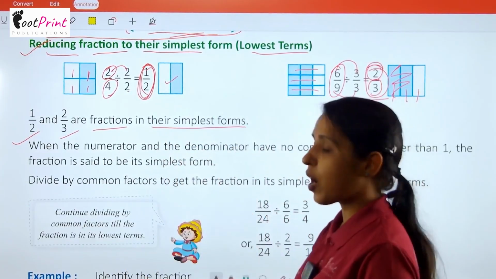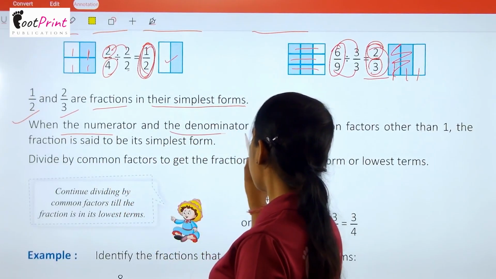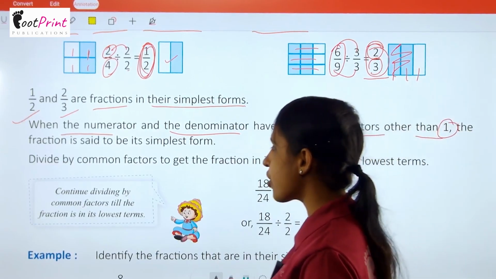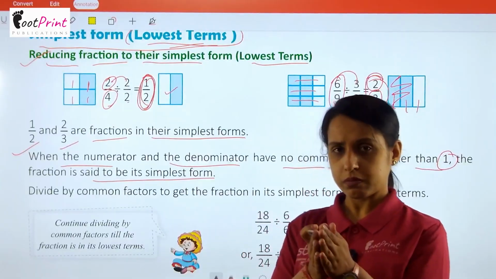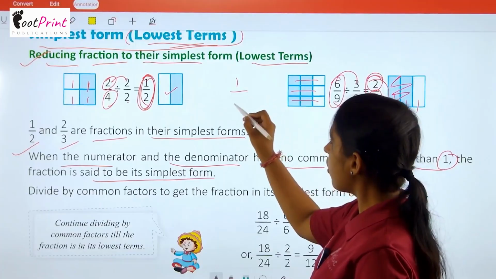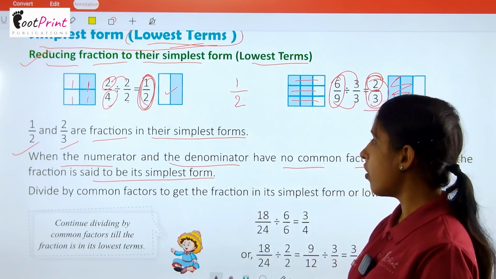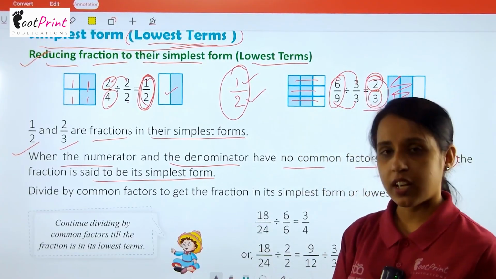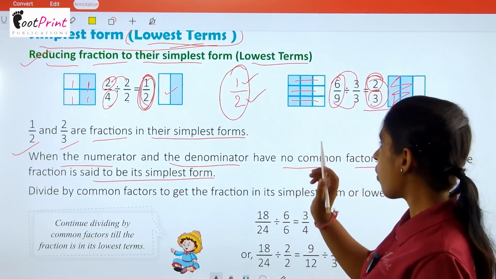So ये क्या है? अपने simplest form में है. So when the numerator and denominator have no common factors other than 1, the fraction is said to be in its simplest form. तो हम किसी fraction को उसकी सिंपलेस्ट फॉर्म कब कह सकते हैं? जब फ्रैक्शन के अंदर जो न्यूमरेटर और डिनोमिनेटर गिवन है, अगर उनका हम फैक्टर निकालें तो उसमें कोई भी कॉमन फैक्टर ना निकले, 1 ही कॉमन फैक्टर निकले.